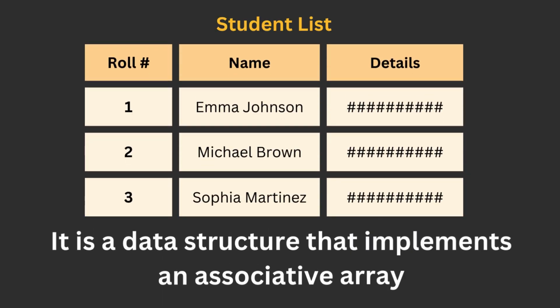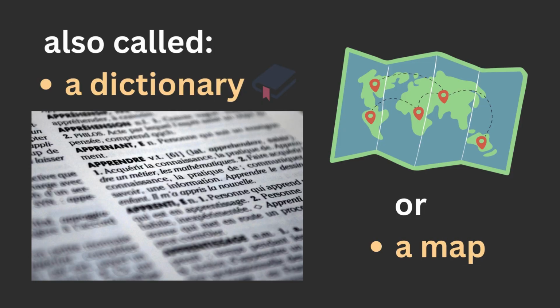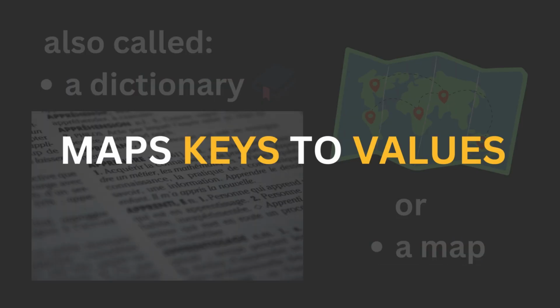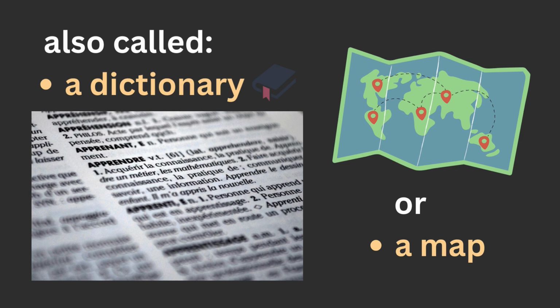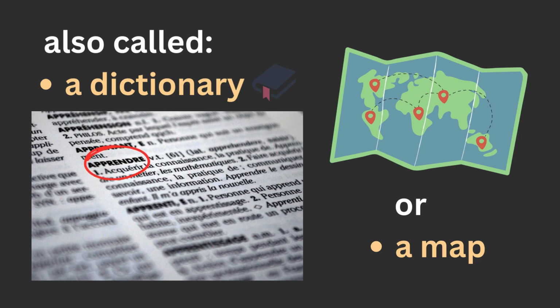A hash map is a data structure that implements an associative array, also called a dictionary or a map, that basically maps keys to values. Like when we search for a word in a dictionary, we read the words looking for what we need the definition for, which in this case we can call the key, to retrieve the corresponding definition, which would be the value. Or in the map, look at the red pins, keys, to know about a location, value.